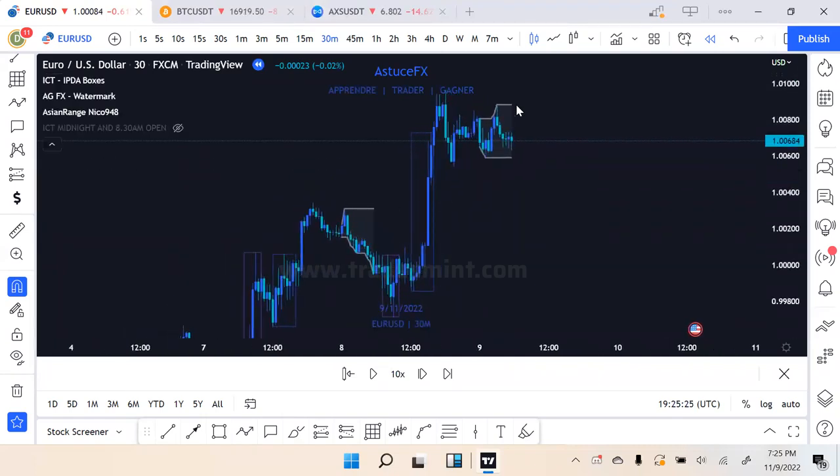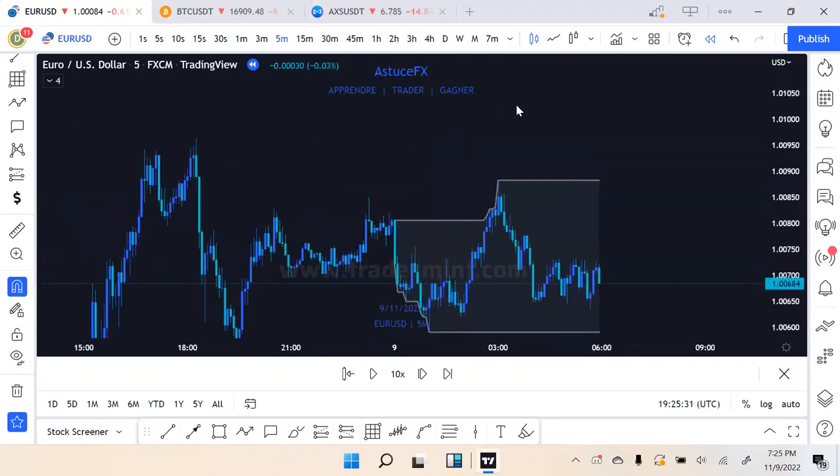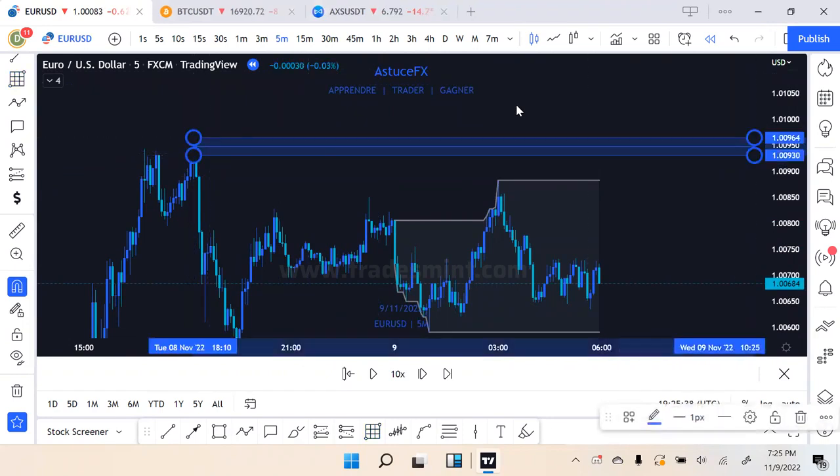I think it was a 15-minute OB. Yeah, I think I have seen you send the chart. I've seen your chart, yeah. I think it was a zone somewhere at this high. I don't know which one was that, but somewhere here.